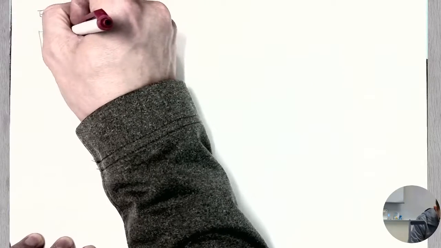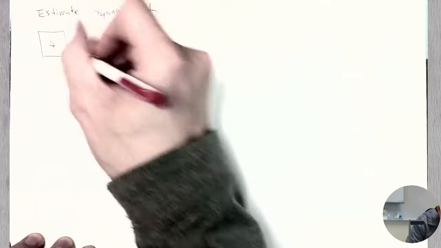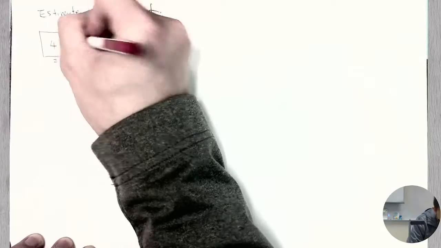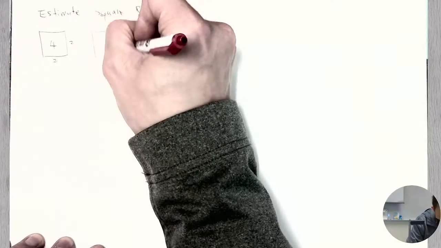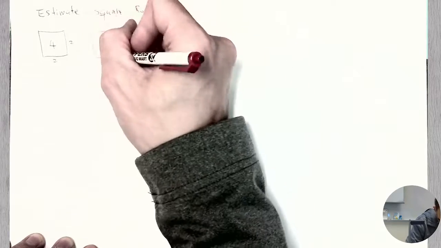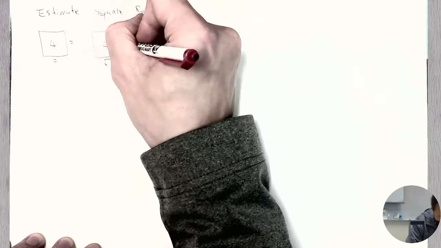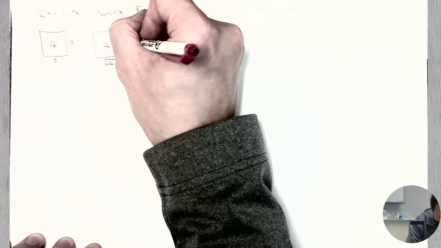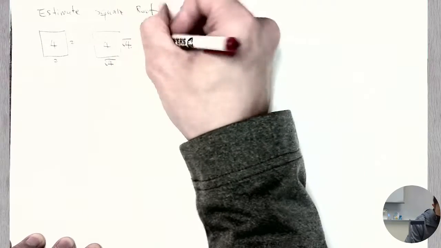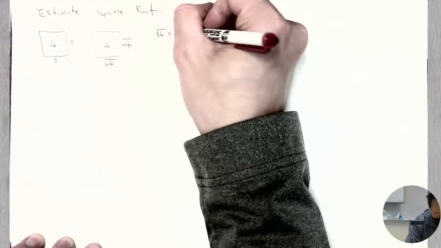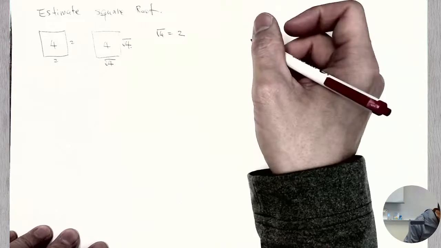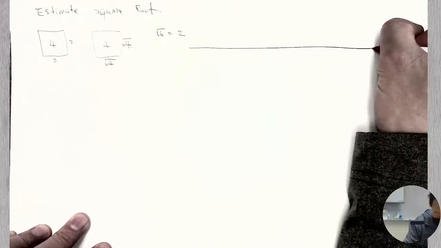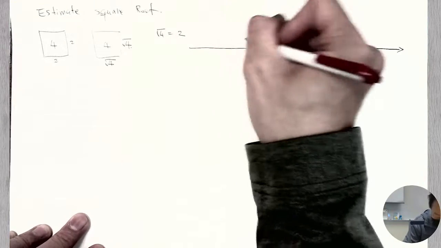We started by saying if the area is 4, the sides are 2 times 2, which make the area 4, and therefore by definition we can also say this area 4 has side square root 4. Square root 4 is 2. They are equivalent, right?